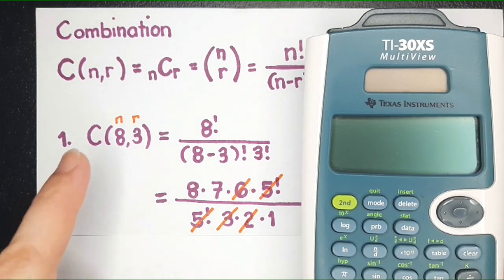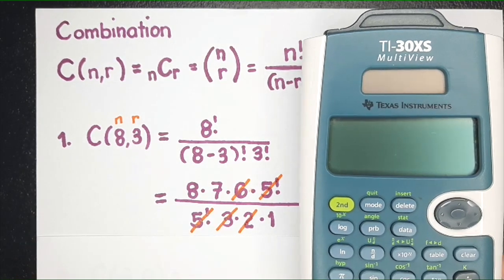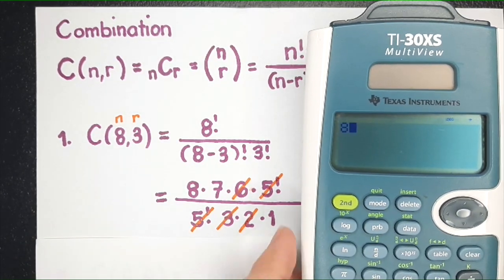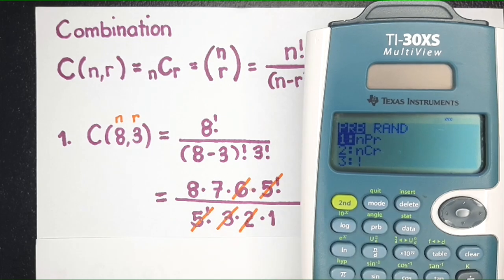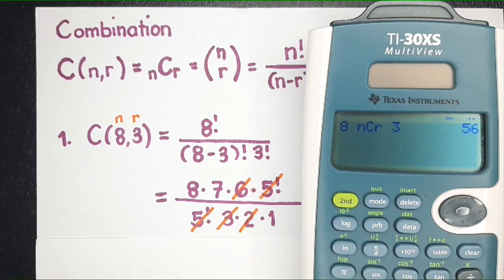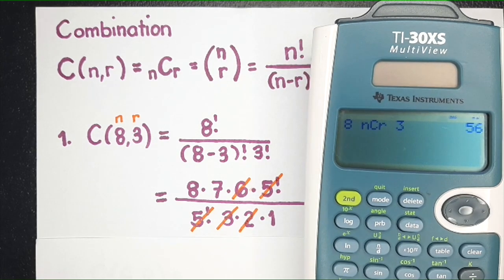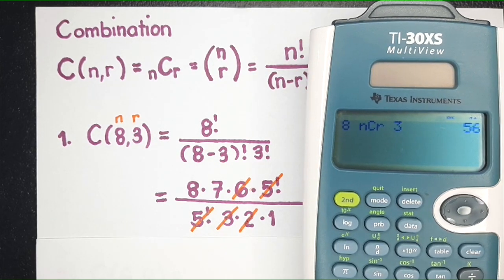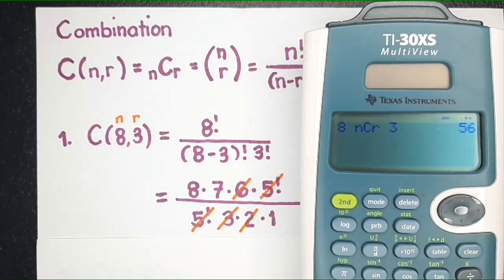Alright? Let me evaluate this using my calculator. Okay, so I press 8. And then this is the combination key here in my calculator. And then r is 3. And then equals 56. So, pang-check nyo lang ito, yung combination key ng calculator ninyo.